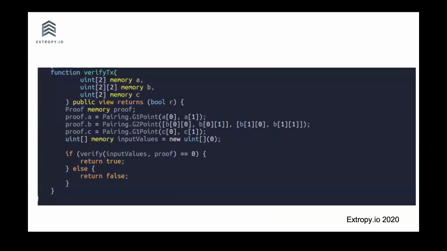So the actual function within that contract that does that is this one called verify TX, and this takes in the variables A, B, and C. B is their arrays, B is a multi-level array, and returns, as you can see, either true or false. Obviously, there's a lot going on within these pairing functions here, but that is the function that you call from within the contract to verify your proof.